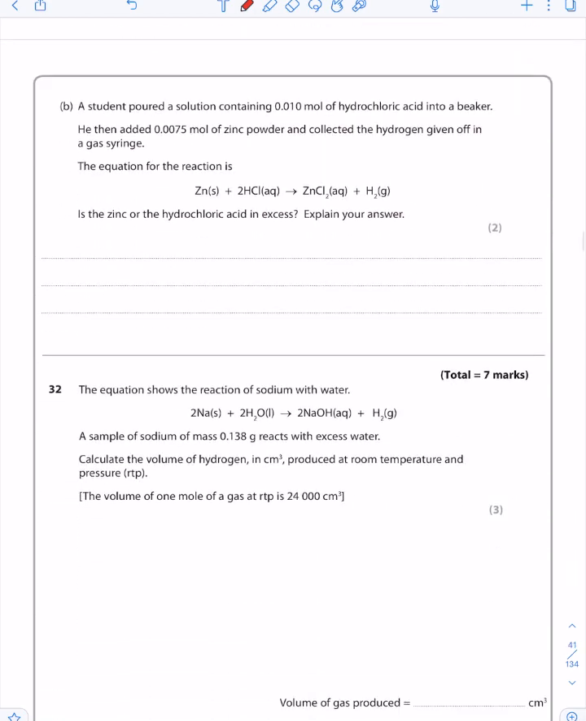Question B. A student poured a solution containing 0.10 mole hydrochloric acid into a beaker. He then added 0.075 mole of zinc powder and collected the hydrogen gas given off in a gas syringe. The equation for the reaction is given: 1 mole of zinc plus 2 moles of hydrochloric acid gives 1 mole of zinc chloride and 1 mole of hydrogen. Is zinc or hydrochloric acid in excess? Explain your answer. What do we do?